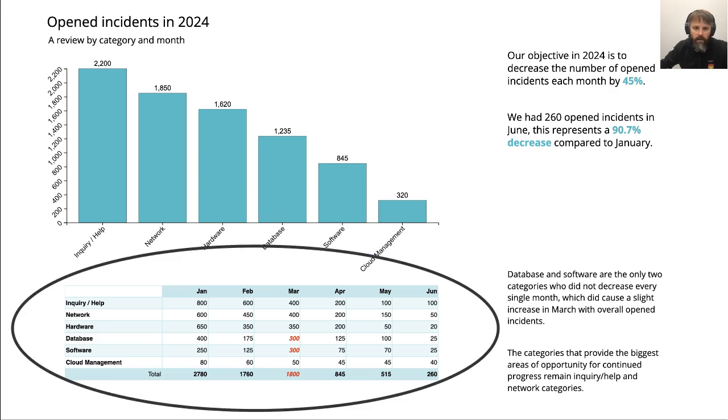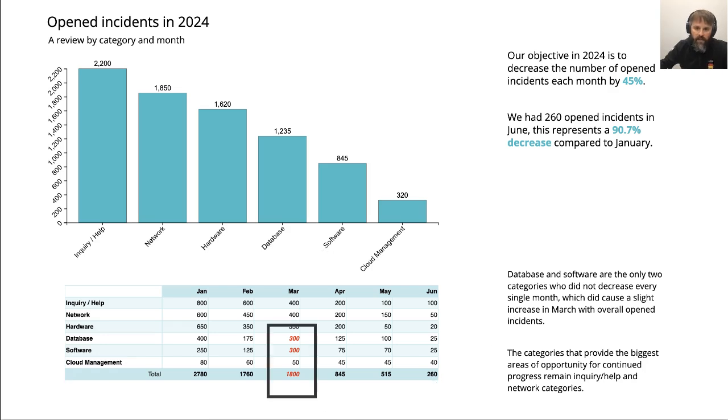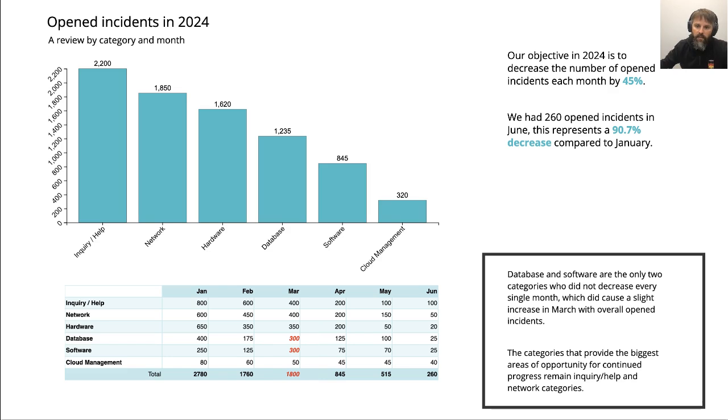I have the table here broken out by month and by category so I can see what we have and how we're progressing each month. I can see I have a couple colors here that are highlighted, which means something. Now, the nice thing here is I know what it means because I got context. I know that database and software were the only two categories who didn't decrease every single month. So they actually increased in March. And because of that, March actually had a slight increase overall, which isn't what we wanted.